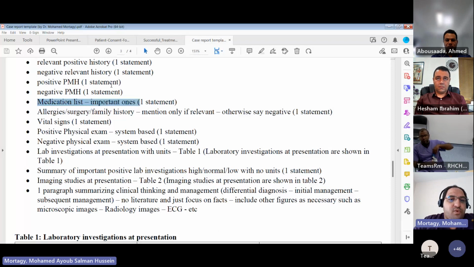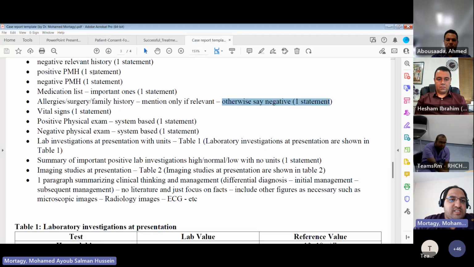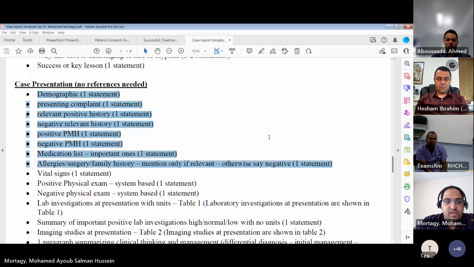You don't have to mention the whole medication list, just one statement about the important ones, okay? And then allergy, surgery, family history, mention only if they're relevant. Otherwise, say negative or unremarkable, just one statement. And then that's your history part.